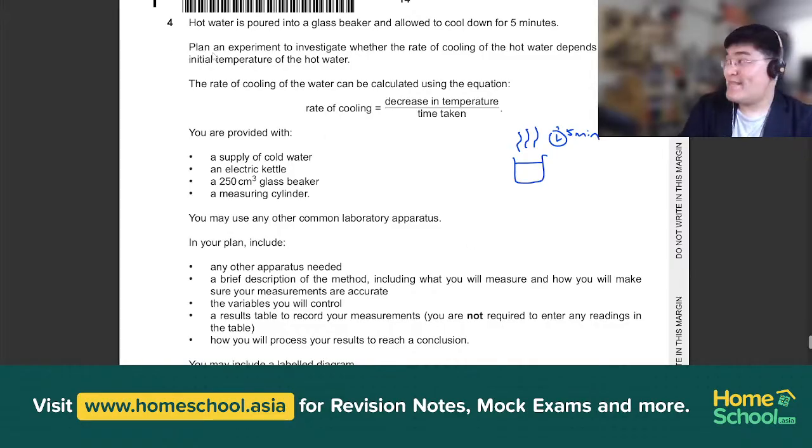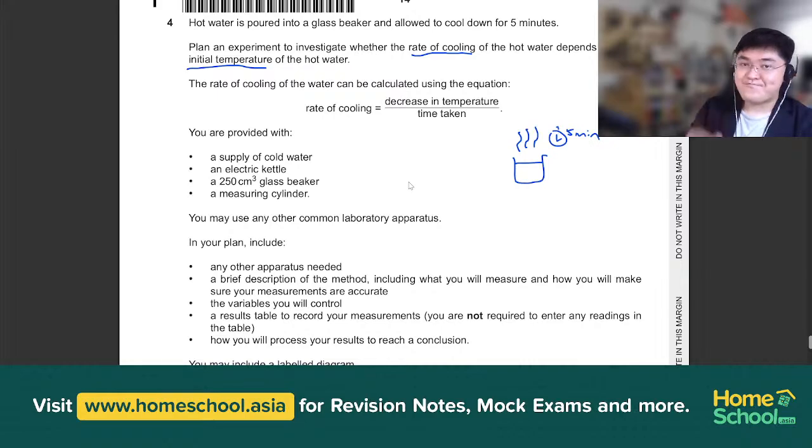Now, plan an experiment to investigate whether the rate of cooling of the hot water depends upon the initial temperature of water. So what that means is we need to plan an experiment to investigate whether the initial temperature of hot water affects the rate of cooling of the water. Initial temperature, rate of cooling. You see that? I underlined the 2 key things you need to take note of. The rate of cooling of water can be calculated using this equation: rate of cooling is equal to the decrease in temperature divided by the time taken.